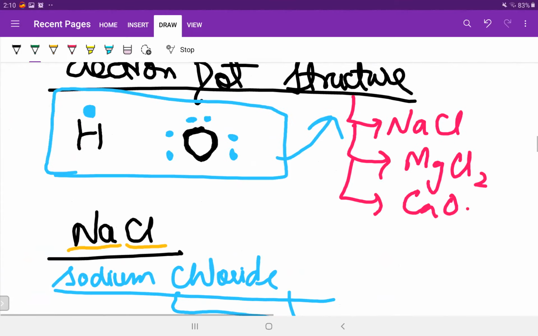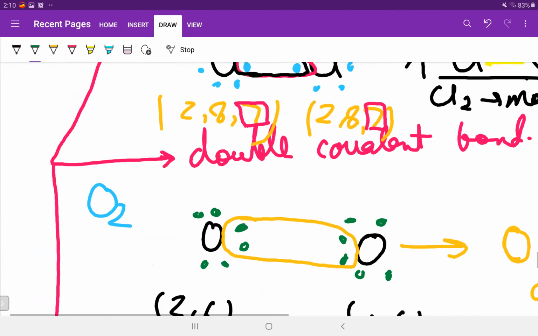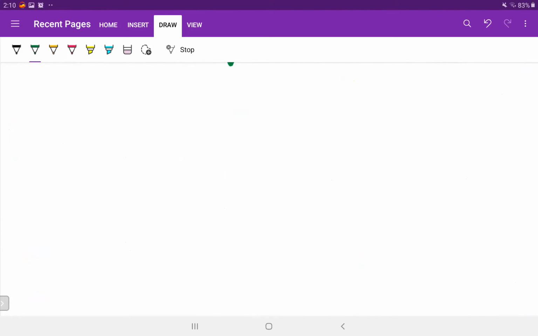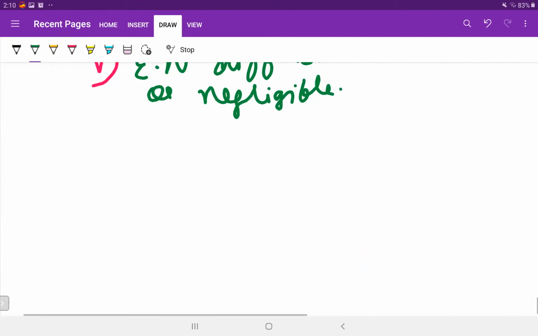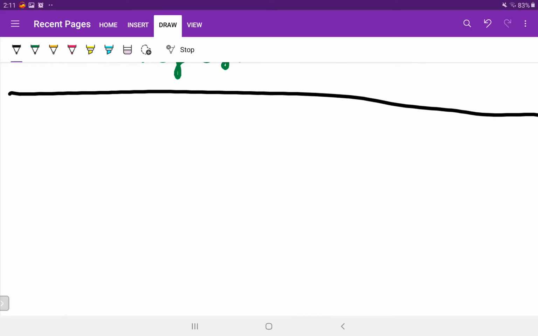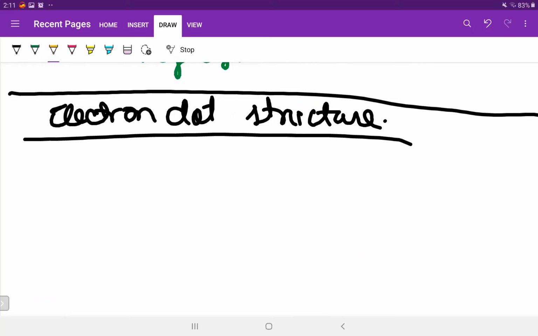Chalo, so let's move on to the next point. The next point we will be discussing is the electron dot structure, as we discussed in electrovalent compounds, isn't it? So let's discuss some of the electron dot structures of covalent compounds also. So let's start.